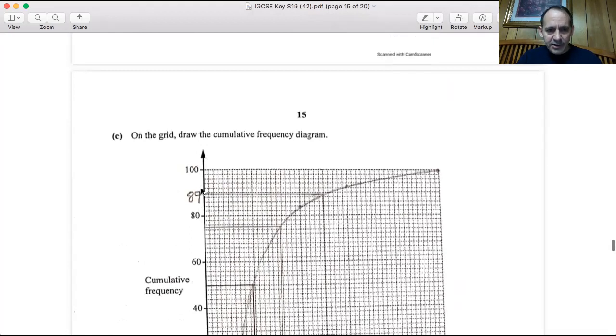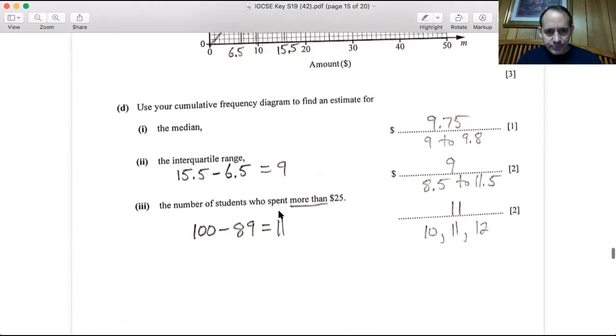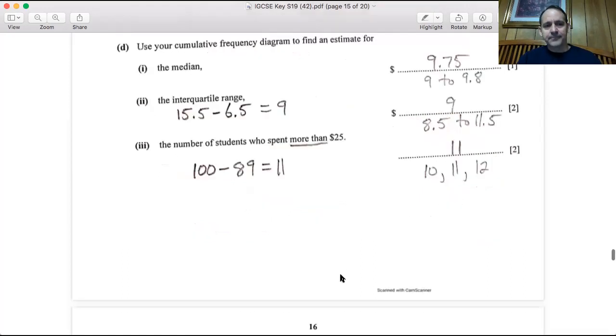So from 100 to 89 is 11. The number of students, and students are people, so you need an integer value. You can't have a decimal with people. So I put 11, and they allow you 10, 11, or 12 is their window.